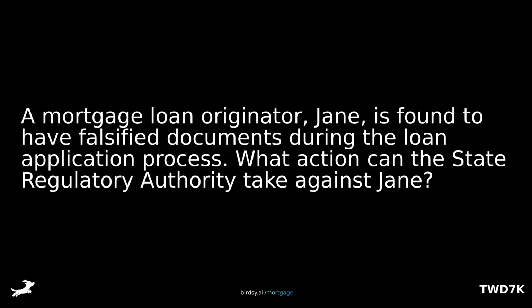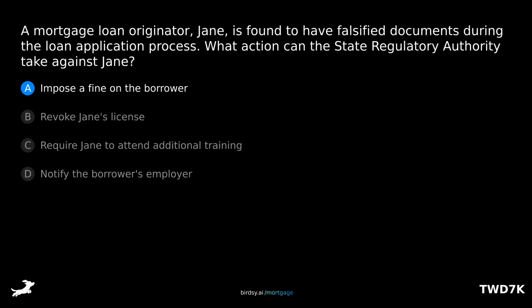A mortgage loan originator, Jane, is found to have falsified documents during the loan application process. What action can the state regulatory authority take against Jane? Is it A, impose a fine on the borrower, B, revoke Jane's license, C, require Jane to attend additional training, or D, notify the borrower's employer? The answer is B, revoke Jane's license.